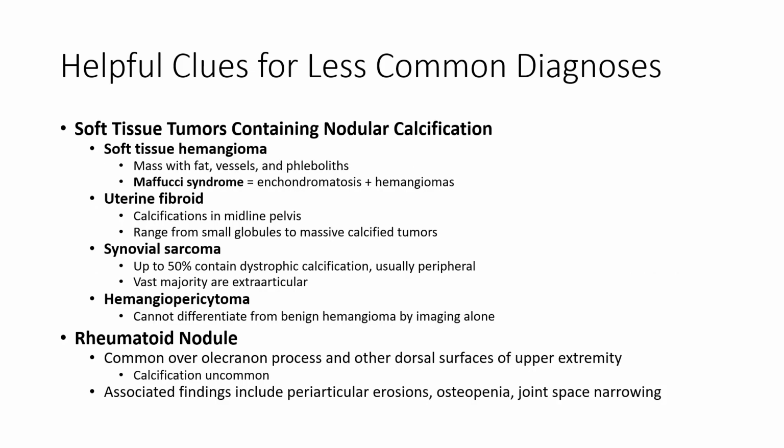Hemangiopericytoma cannot be differentiated from benign hemangioma by imaging alone. Rheumatoid nodule is common over the olecranon process and other dorsal surfaces of the upper extremity; calcification is uncommon. Associated findings include periarticular erosion, osteopenia, and joint space narrowing.